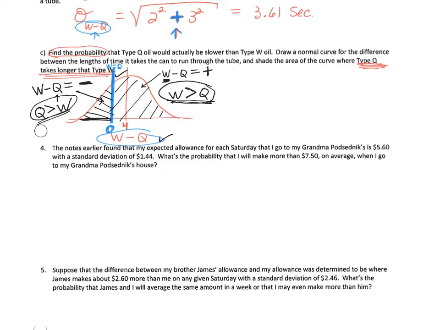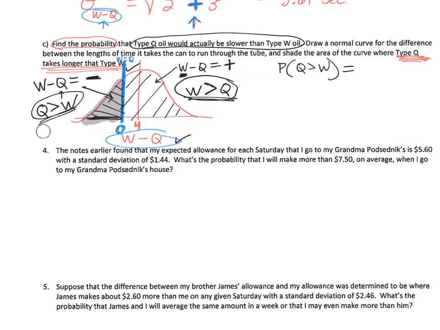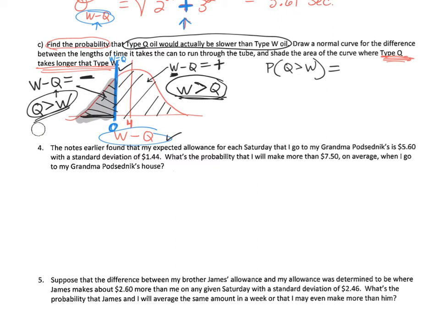The question is, what's the probability that Q is slower than W? If Q is slower than W, then what do you know about its time? It's greater. So we want to know the probability that Q is greater than W. And so according to this picture, where is that section? The left or the right of the 0? Yes, you just found that this is what I'm actually going for over here on the left. So we're now going to work out that problem.